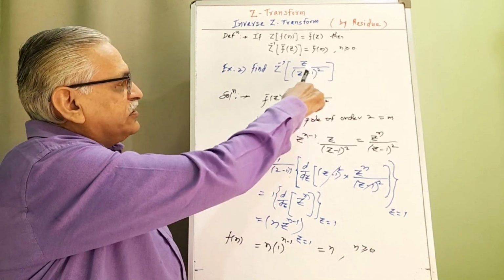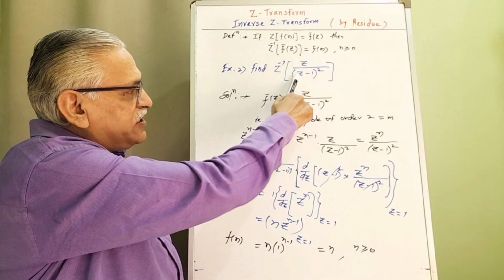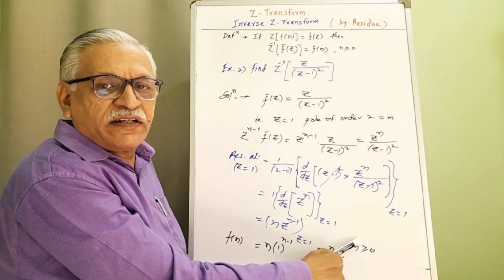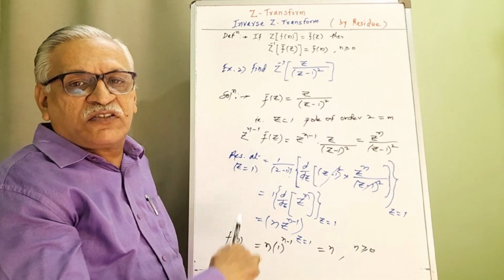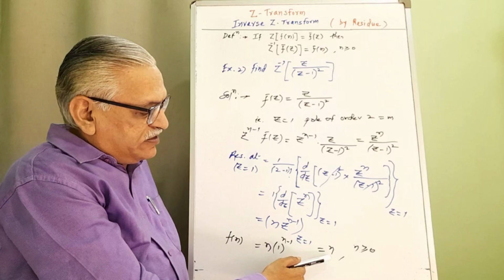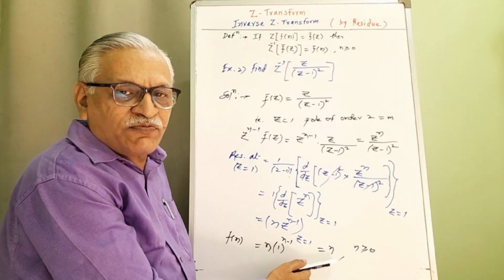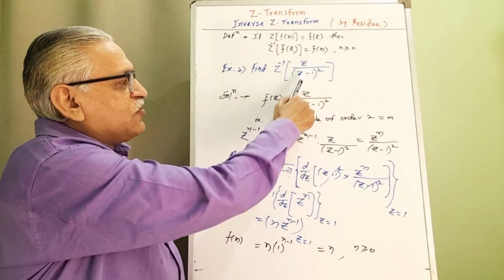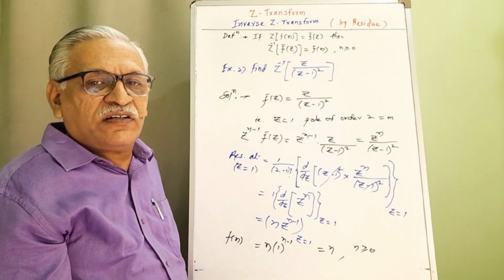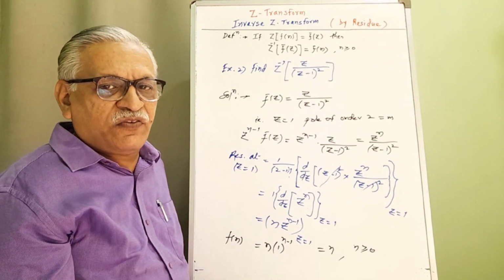Therefore, the inverse Z transform of z upon z minus 1 whole square is n for n greater than or equal to 0. Then we cross check whether we get the same Z transform for n. We know the value of the Z transform of n is z upon z minus 1 whole square, which I have already discussed in my previous video.